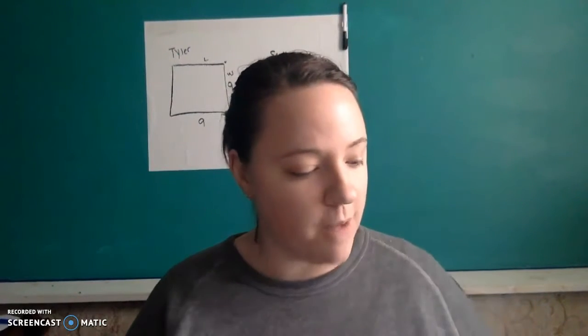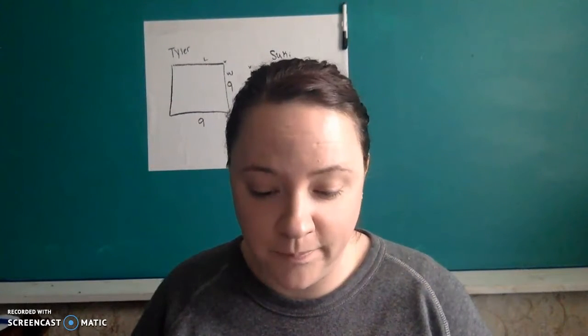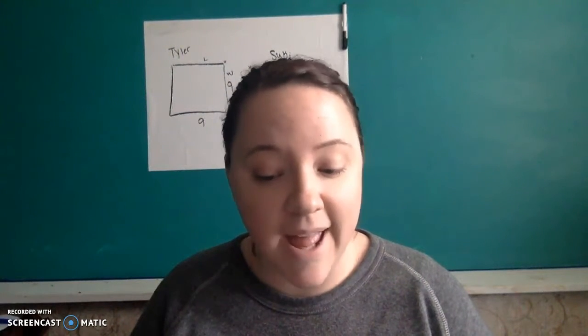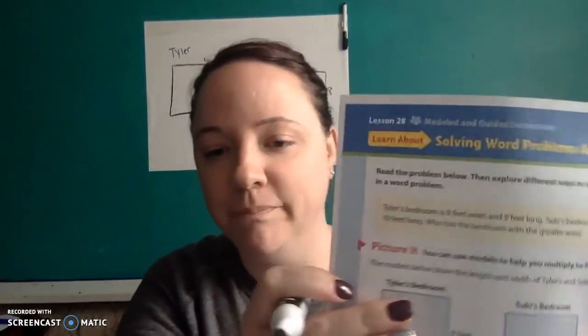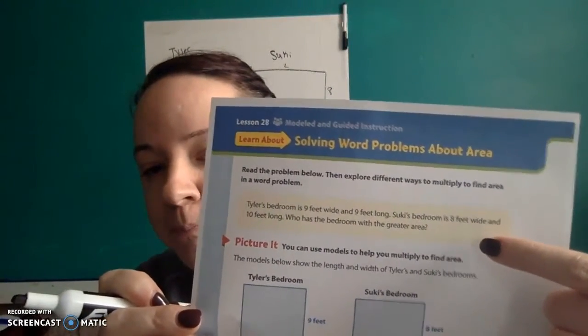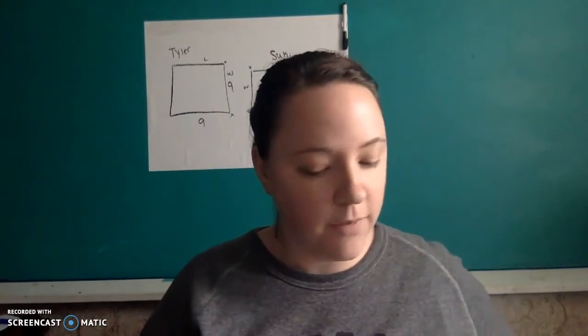For our first problem, it says Tyler's bedroom is 9 feet wide and 9 feet long. Suki's bedroom is 8 feet wide and 10 feet long. Who has the bedroom with the greater area? So let's look at this for a second. We know right here's our problem. Now we need to CUBES it. CUBES looks a little bit like this.